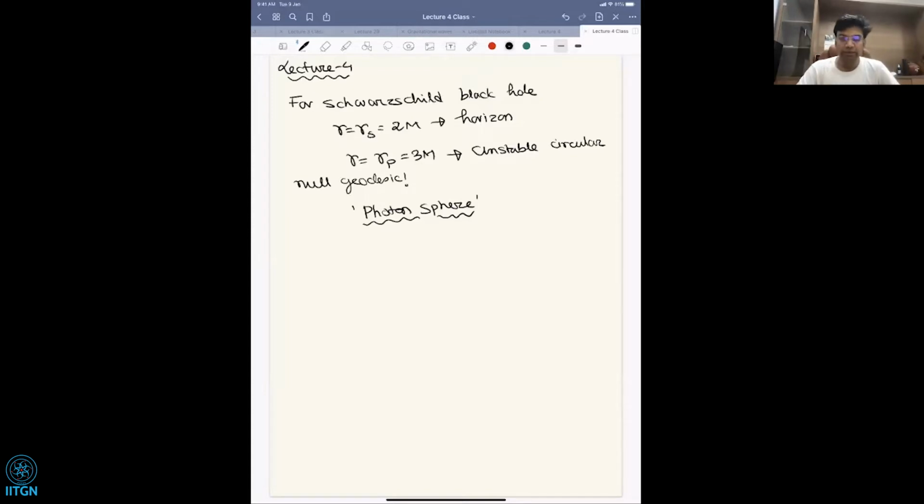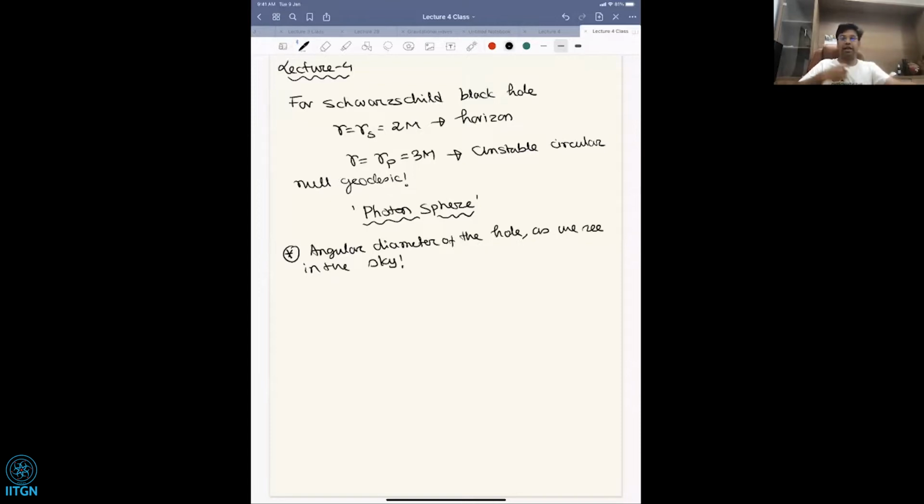Okay. So after understanding this, we need to ask a question: we want to study carefully what is the angular diameter of the black hole I see in the sky. This is something we would like to answer today. Angular diameter of the hole as we see in the sky.